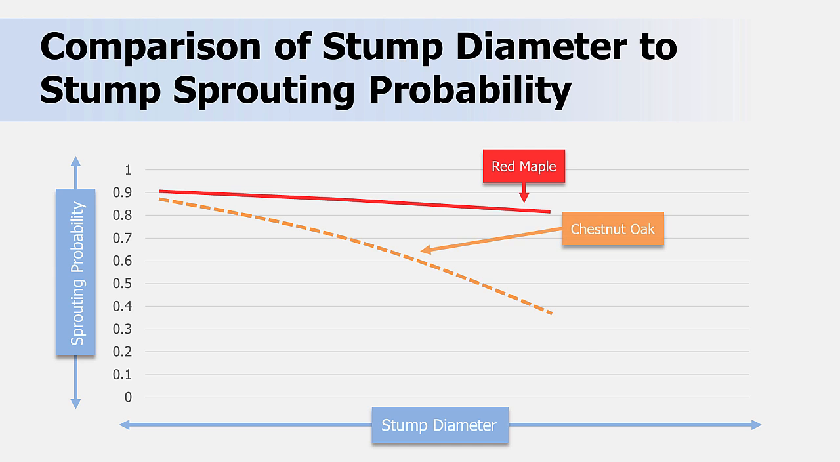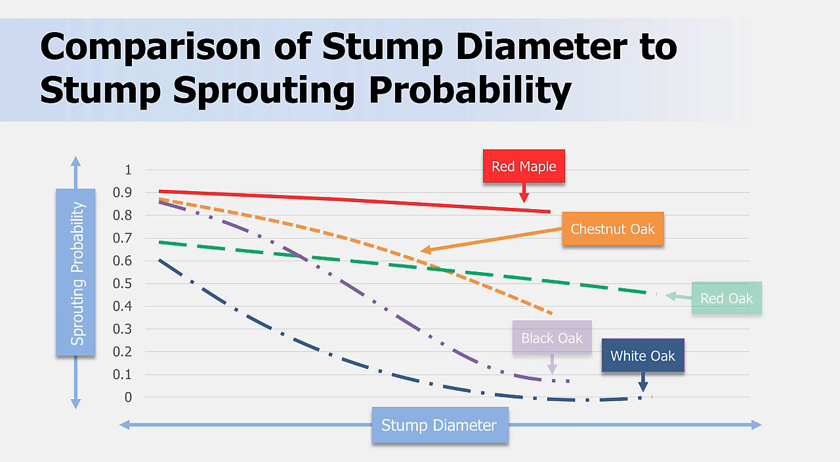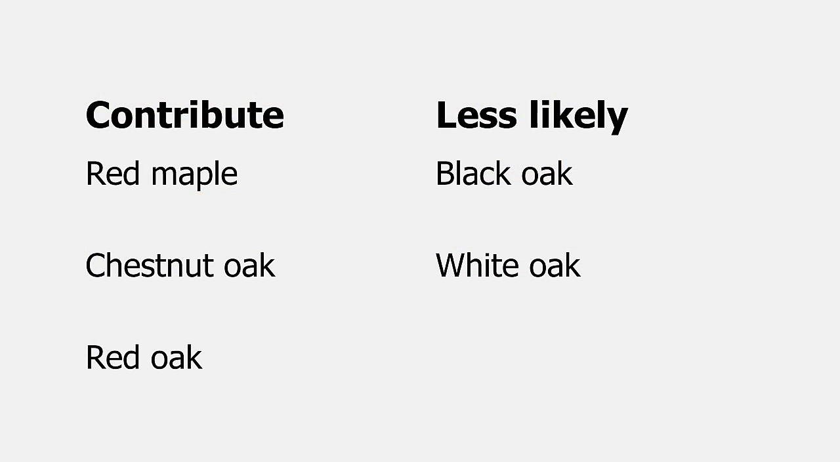Chestnut oak is in the white oak group. Notice that it retains much better sprouting potential than white oak. White oak has the lowest probability of sprouting. Black oak and red oak are in the middle of the pack. The conclusion is that trees pretty good at contributing sprouts to augment seedling regeneration are red maple, chestnut oak, and red oak. Less likely to contribute are black oak and white oak. Additionally, small diameter stumps have higher sprouting potential than large diameter stumps.